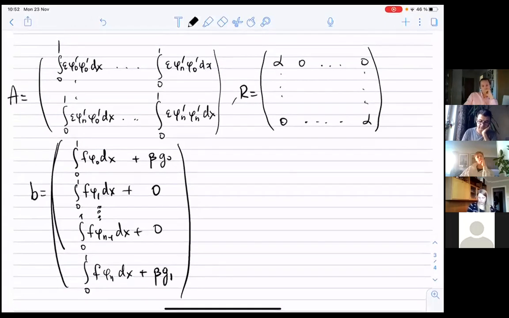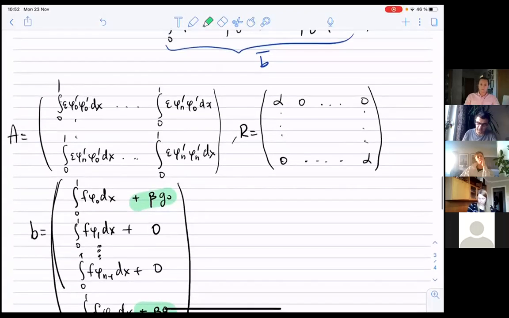Okay, so these elements are the contribution of the boundary conditions. So here we have that also.